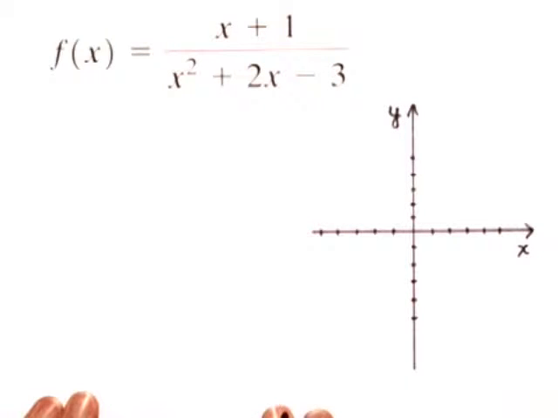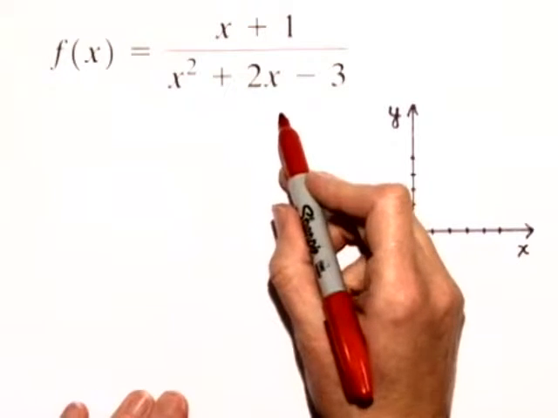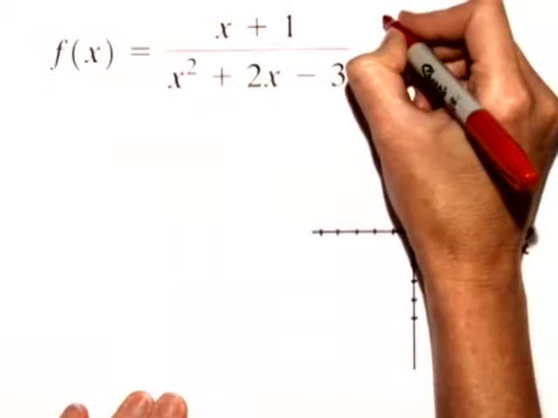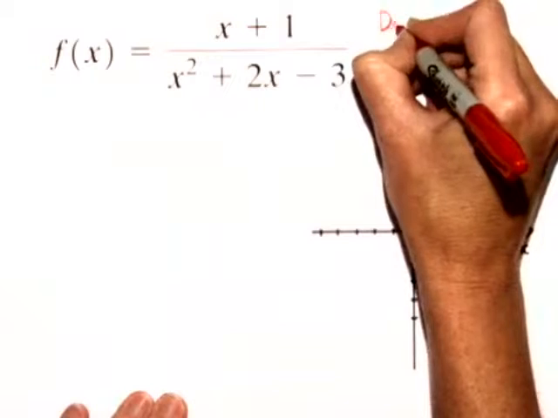In our next example, we're given a rational function. We'll first find the domain of the rational function, and then we'll use several steps to graph the rational function. So we have f of x is equal to x plus 1 over x squared plus 2x minus 3. So first, let's talk about the domain.